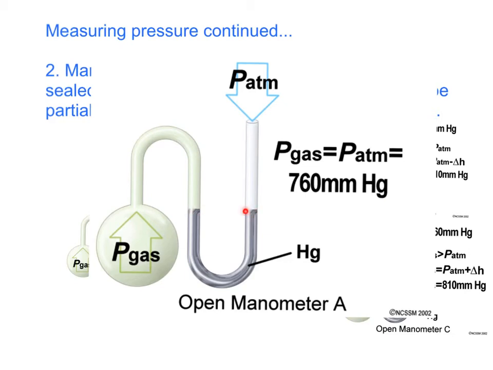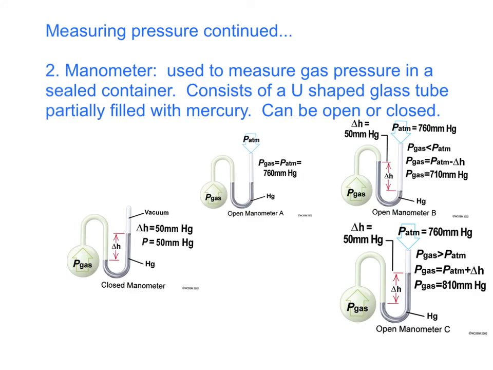So there's 0 delta H. That means the atmospheric pressure is exactly equal to the pressure of the gas. This would be the gas, this would be the atmosphere. They're both pushing equally hard on the mercury, so there's no height difference. So that's how you would use a manometer. Now let's look at a second example here.